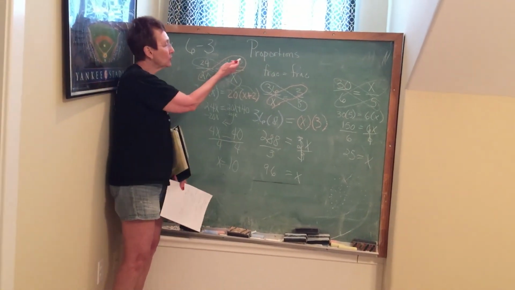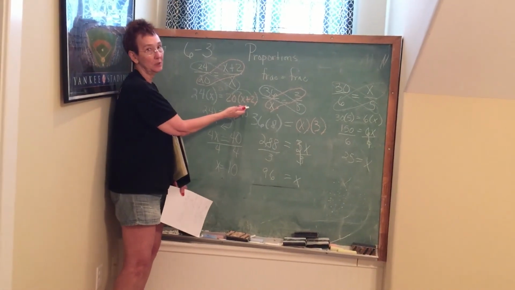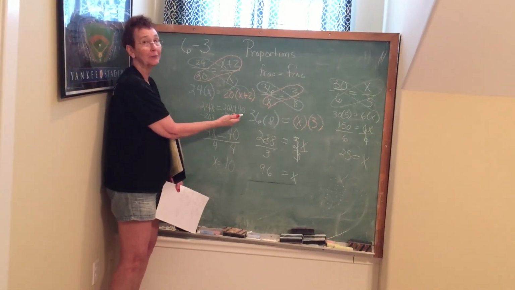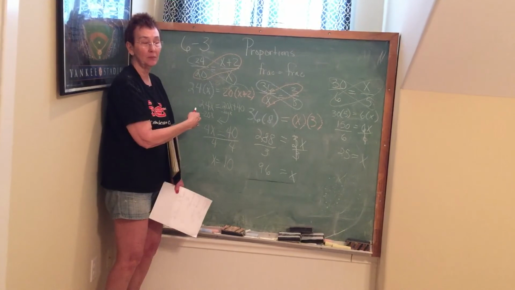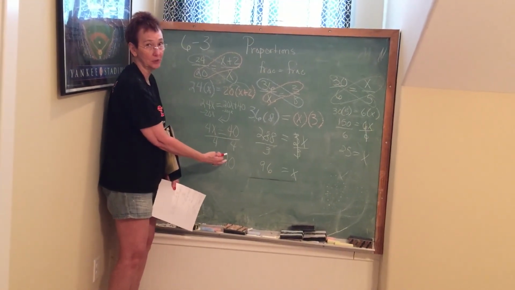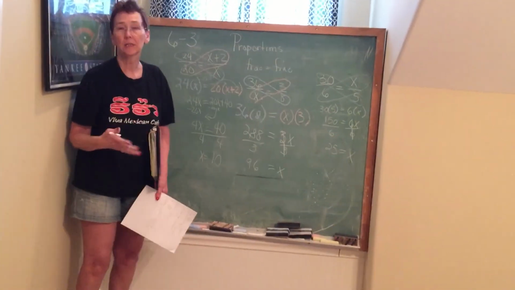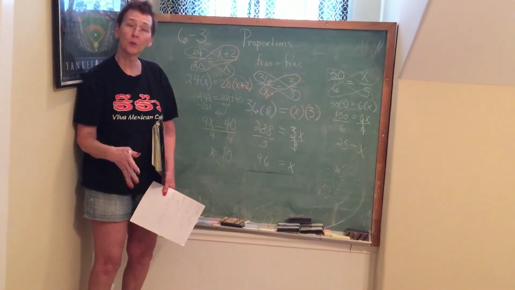So if your top has more than one thing there, you're going to have to end up doing the distributive property, and you're going to have to move the letters to the same side and the plain numbers to the other side before you do the division. Okay, so this is a quick tutorial on part of 6-3, which is solving proportions.